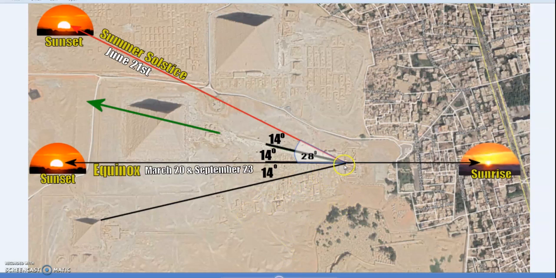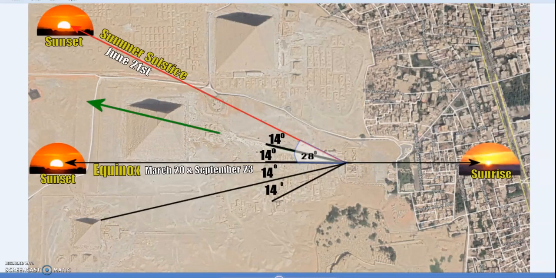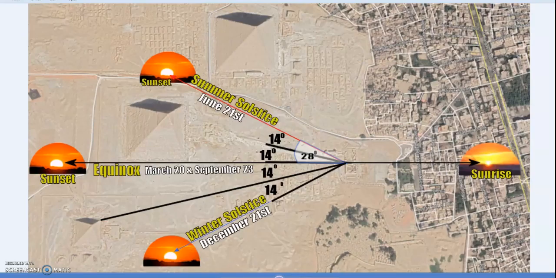So I looked in further, and I thought I'd look at other connections, and so I went 14 degrees south of that line, and what do we hit? We hit the Menkaure Pyramid. 256 degrees, 270 minus 14, and the measurement is also very interesting as well. So another 14 degrees, and there we're touching the corner of Khentkaus's tomb / pyramid, 242 degrees, at just a touch over 314 meters, interestingly as well.